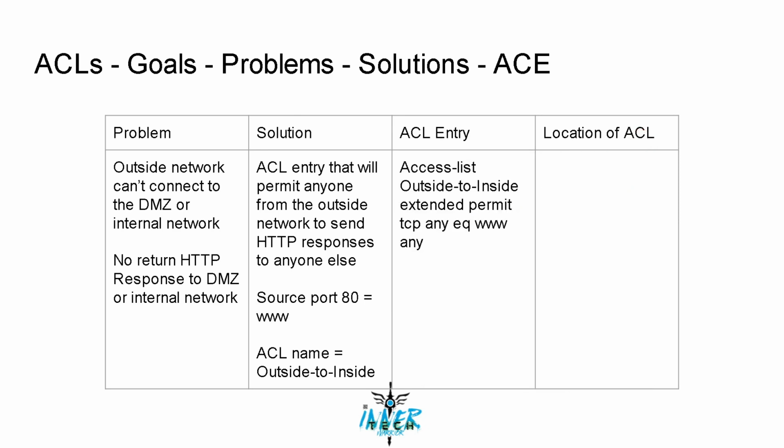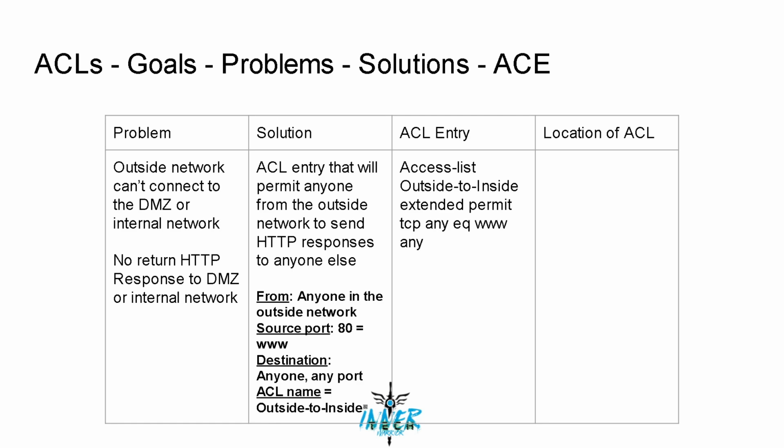So access-list outside-to-inside extended permit TCP any equals www any. So what we're saying here is an extended access list that permits a TCP protocol from anyone as long as it has a source port of 80 and it can go to any destination.